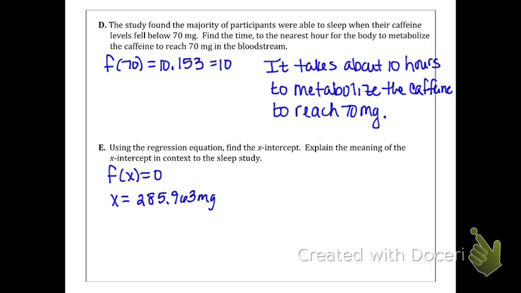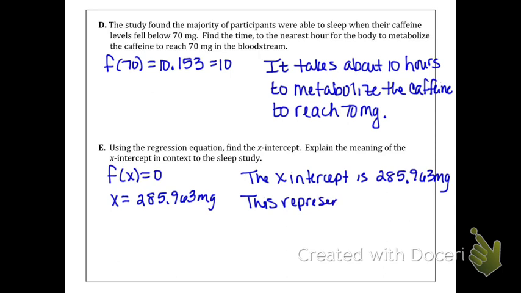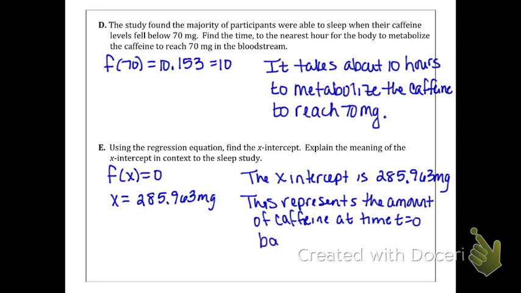All right, so the x-intercept is 285.963 milligrams. This represents the amount of caffeine at time t equals 0, based on the regression model.